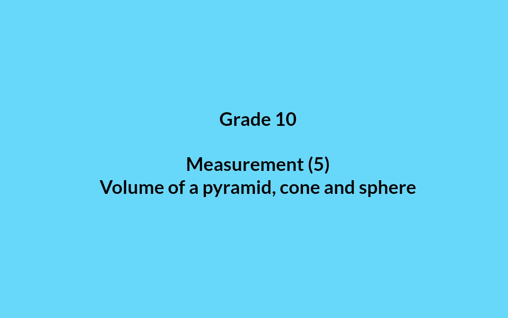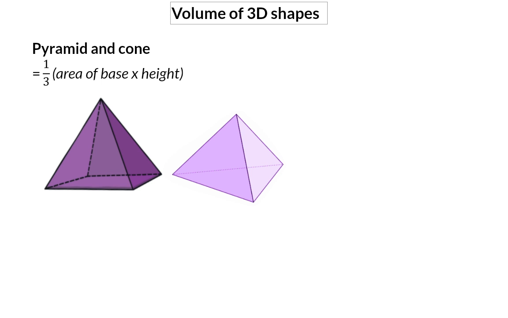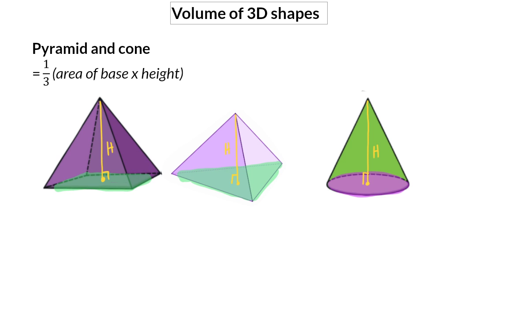In this video, we're going to have a look at how to calculate the volume of a pyramid, cone, and sphere. To calculate the volume of a pyramid and cone, we have a standard formula. That is a third multiplied by the area of the base multiplied by the height. For the square pyramid, this will then be a third times side squared times the height.